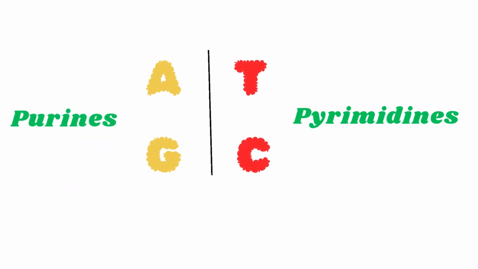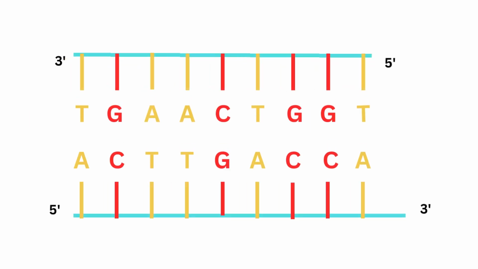The nitrogenous bases are classified into purines and pyrimidines. Purines, which include adenine and guanine, have a double ring structure. Pyrimidines, which include cytosine and thymine, have a single ring structure. Now notice the order of bases along the DNA strand.